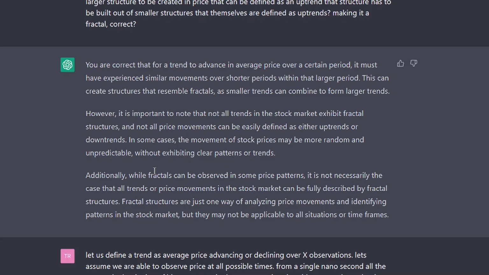In some cases, the movement of stock prices may be more random and unpredictable, without exhibiting clear patterns or trends. Additionally, while fractals can be observed in some price patterns, it is not necessarily the case that all trends or price movements in the stock market can be fully described by fractal structures. Fractal structures are just one way of analyzing price movement and identifying patterns in the stock market, but they may not be applicable to all situations or time frames.